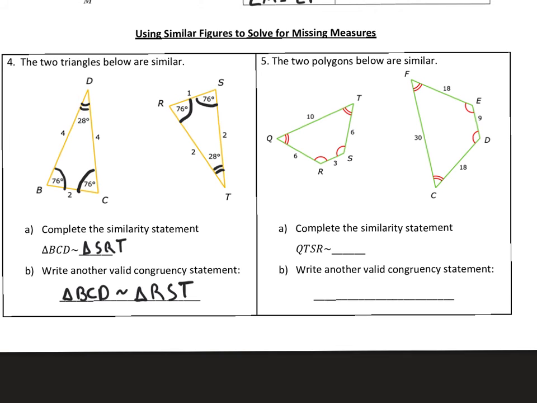All right, 2 polygons below are similar. QTSR, so Q has 2 lines, and then T has 2 lines, and then S and R each have 1 line. I'm going to match that up with FC, because both of those have 2 lines, just like Q and T. FC, and then DE. Those have 1 line each, just like S and R.